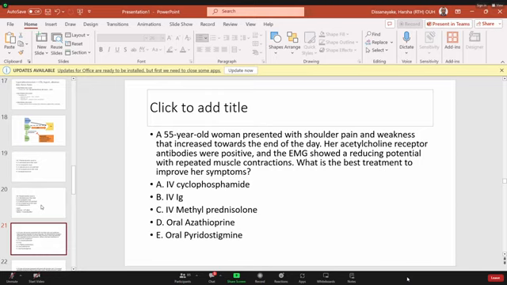What's the other antibody that is associated with myasthenia? Anti-MuSK antibody, anti-muscle-specific kinase. The presentation tends to be facial and bulbar, with some early onset. Anti-MuSK antibody positive myasthenia.